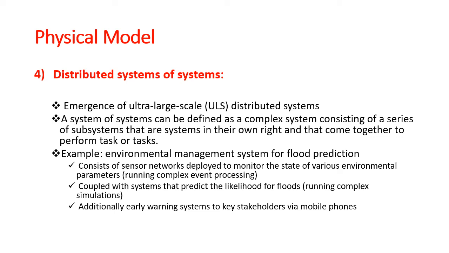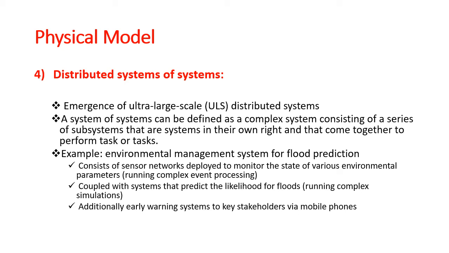As an example, take an environmental management system for flood prediction. It can consist of sensor networks. There could be multiple sensor networks deployed to monitor the state of various environmental parameters, for example the humidity, the temperature, the water level, whatever it is. So different types of sensor networks are deployed, and they could be coupled with systems used to predict the likelihood of floods.